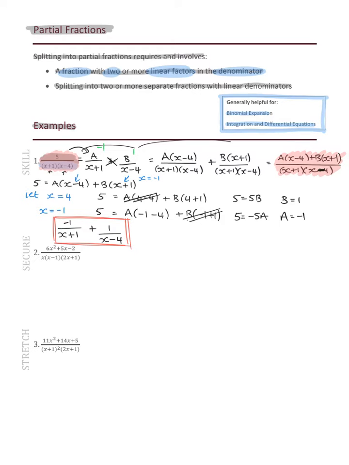Now what I need to do is I need to be able to check. So to check, I'm going to do my question with a random value for x. So 5 over x plus 1, x minus 4, minus my answer.